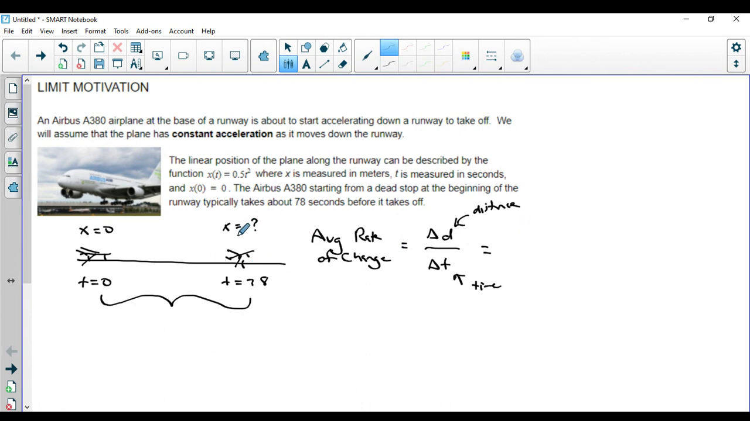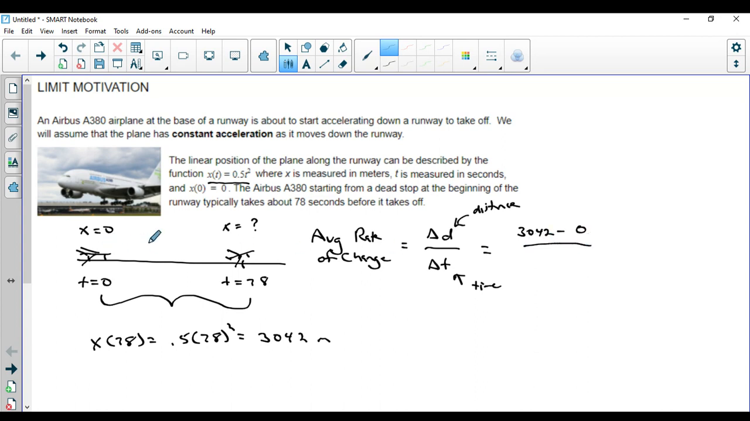I need to get the change in distance, and I don't know what this distance is here. But I do have a function that I provided that would give you that. So if I did x of 78, in other words, put 78 seconds into this, 0.5 times 78 squared, crunch the numbers, do the math, I'm going to get 3,042. Remember that's meters. So 3,042 meters. That's about 3 kilometers. That right there is a little bananas, right? It takes an Airbus about 3 kilometers to take off, and it does, which is insane. So now if we do the change in distance, it's the final distance minus the initial, which was 0, right?